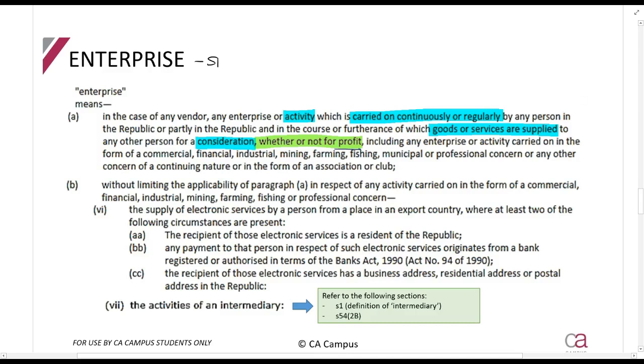Okay, so this is the most important one. You can see, guys, activities carried on a continuous or regular basis. So if I buy shoes all the time and then sell them to people, that's an activity. If I've bought shoes once and then I decide I don't like these shoes anymore, I'm going to sell them to someone, that's not a continuous or regular activity, so it's not an enterprise. Most of the time you'll know when it's an enterprise, guys. There's no real tricks with it. You'll see it's something that happens all the time. They're doing it on a regular basis. It's not just a once-off transaction that has nothing to do with anything.